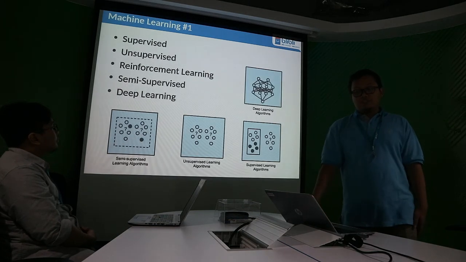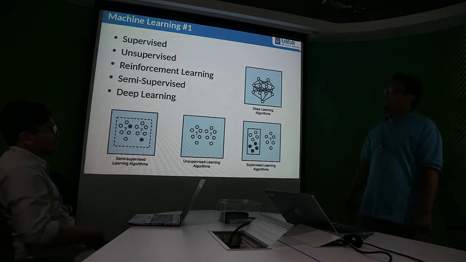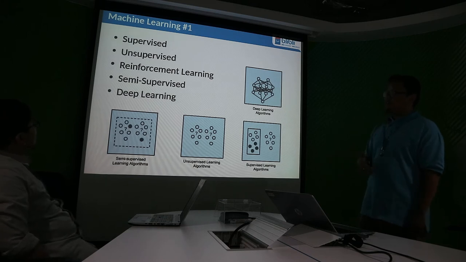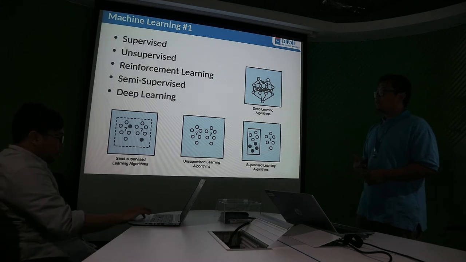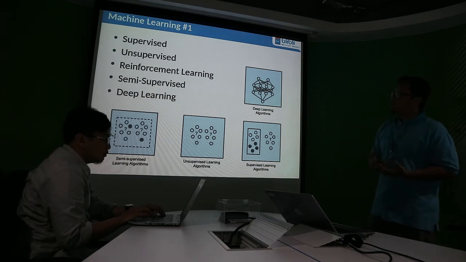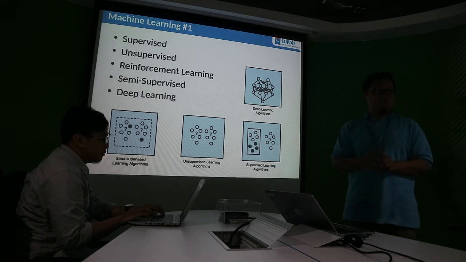And the taxonomy that we have: supervised, unsupervised, reinforcement learning, semi-supervised, and maybe now a viral keyword, deep learning. Supervised learning, basically, we have the data set with label.